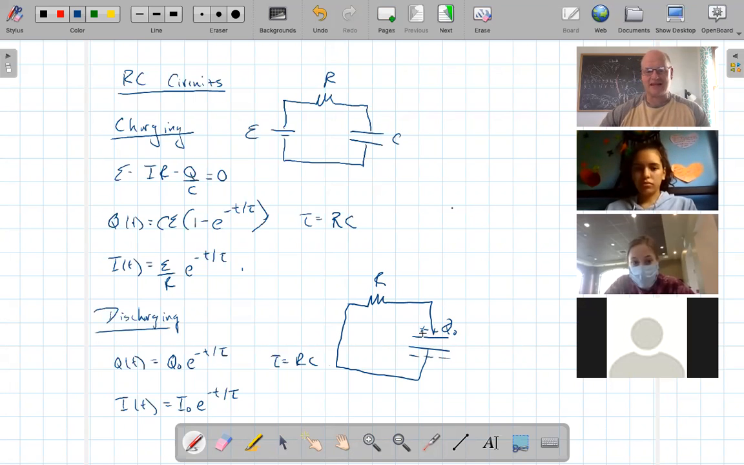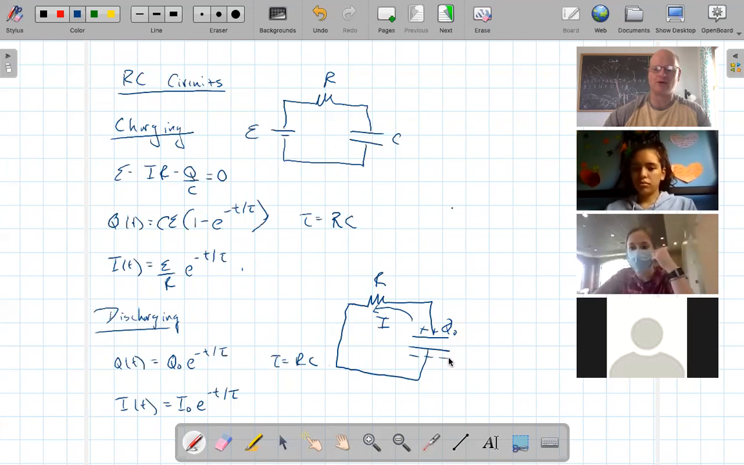What will happen in this case is that the positive charges will move through our circuit, creating a current for all the positive charges to move to the negative plate. Eventually that will cause this charge to go to 0, which causes the current to go to 0. So we then have these two expressions. They're both just exponentially decaying in time. The charge goes from the initial charge down to 0, the current goes from the initial current down to 0, and the time constant is still the same.